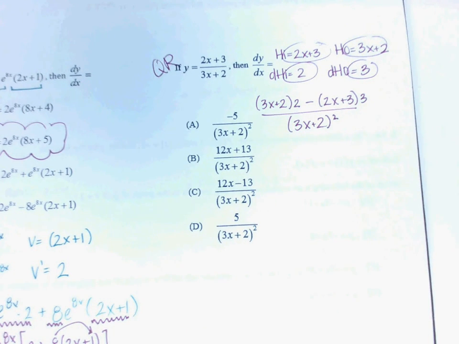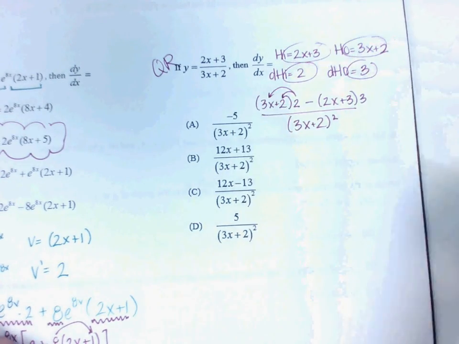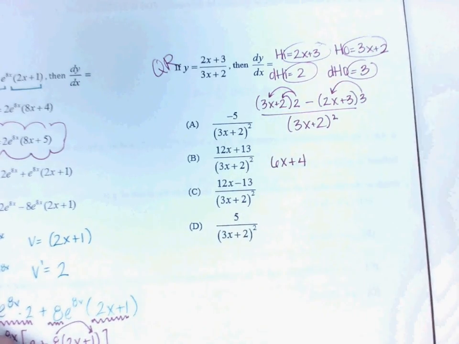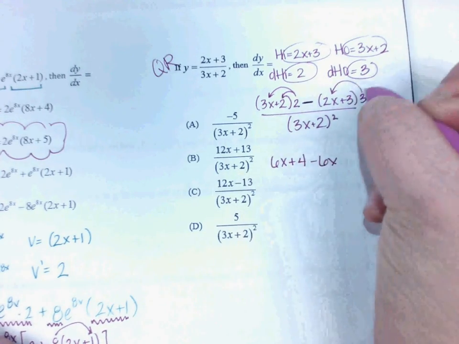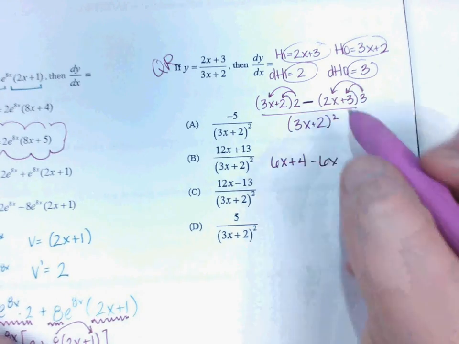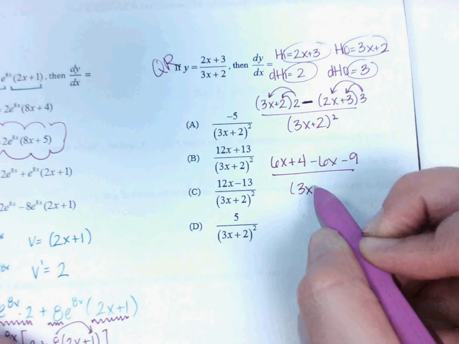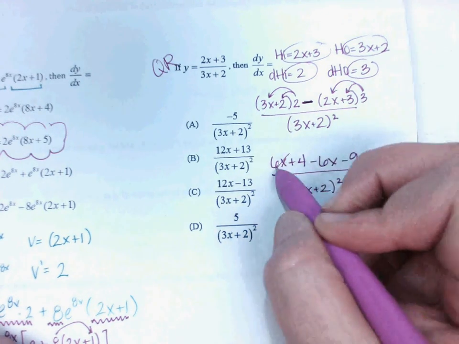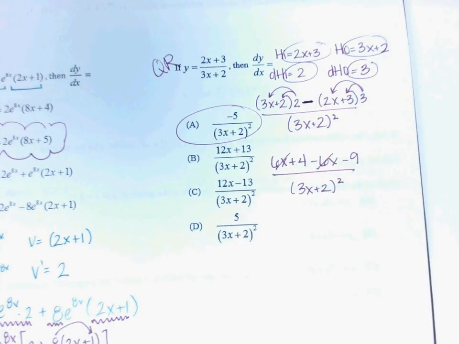Then from there, you need to work that top out to make it look like one of the answers. What's 2 times 3x? 6x plus 4. Next term, what's 3 times 2x? 6x, but it's minus. And then 3 times 3 is 9, but it's minus. Okay, then look at your answers. Which one do we want? 6x is crossed out. 4 minus 9. There's a correct answer on there after all.